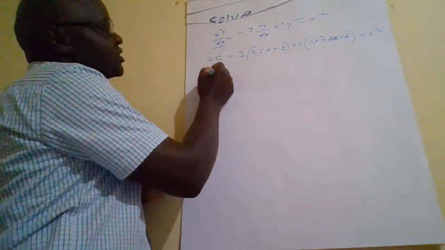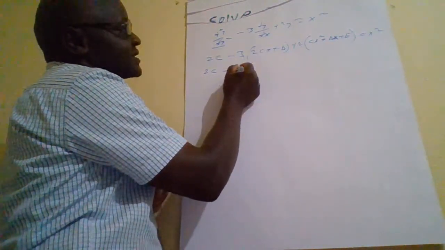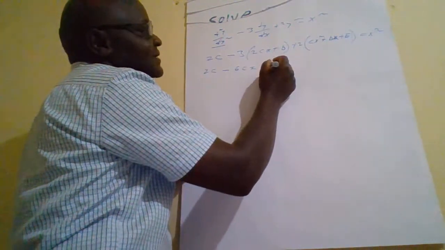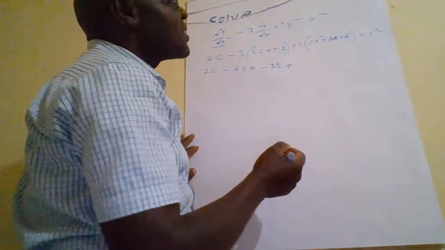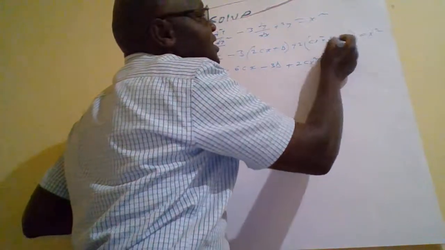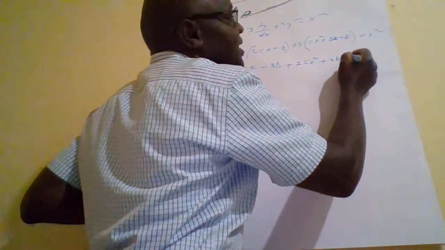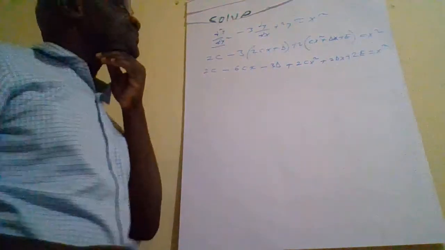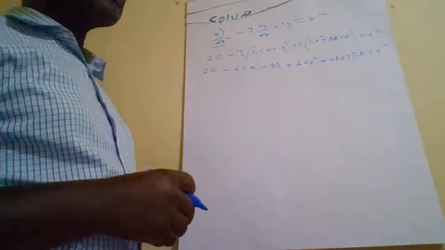So we have 2c minus 3 times 2c, so we shall have minus 6cx, then minus 3 times d, so minus 3d. Then here we have plus 2 times cx squared, we have 2cx squared, then plus 2 times dx, we have 2dx, then plus 2 times e, 2e equals x squared.